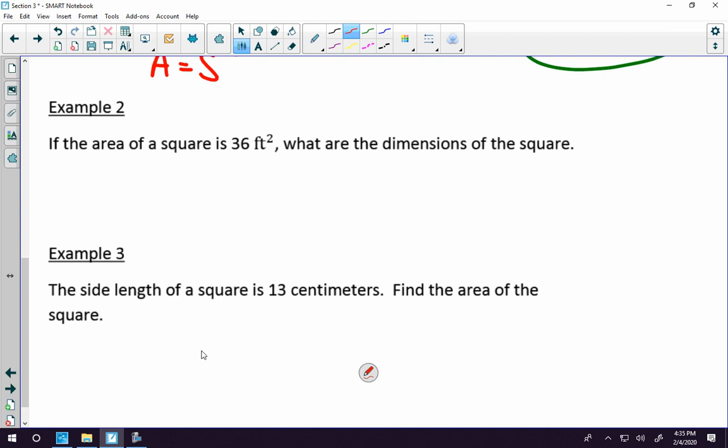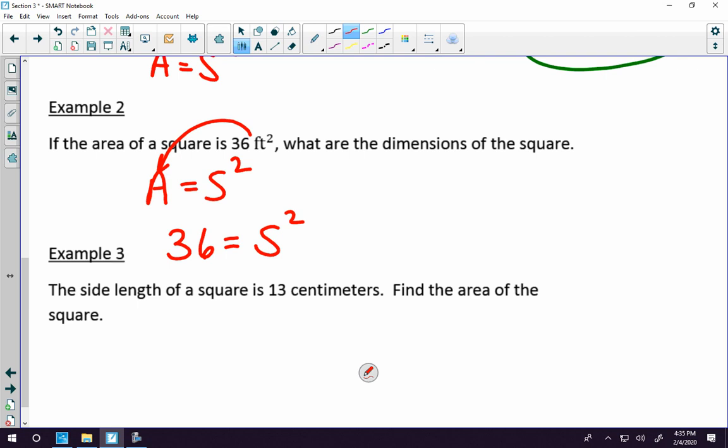Example 2. If the area of a square is 36 square feet, what are the dimensions of the square? Well, we know it's a square, so we know we're utilizing this equation. We're given the area, so we're going to substitute 36 square feet in for the area, equal to the side length squared. So we need to solve this equation to find the side length.